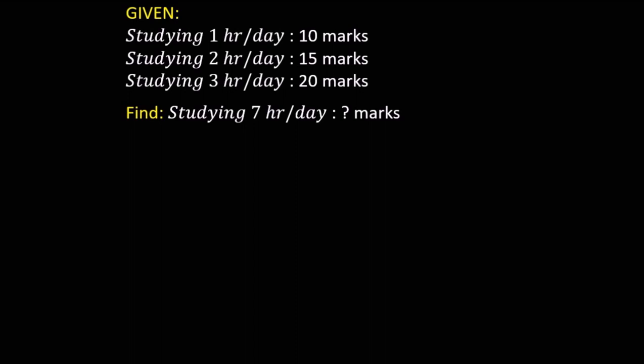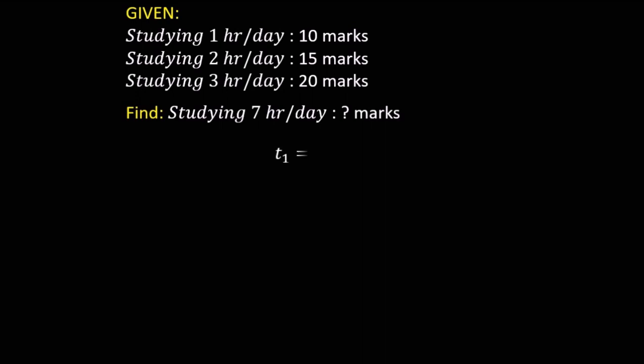So when you look at what is given, 10 marks, 15 marks, 20 marks, it looks like an arithmetic progression, right? You add 5 to each previous one to get the next term. It should strike you that 1 hour per day must be your first term, T1, 2 hours per day must be your second term, T2, 3 hours per day must be T3, and 7 hours per day must be the seventh term, T7, which is what you have to find. So knowing this, we can start writing this in mathematical form.